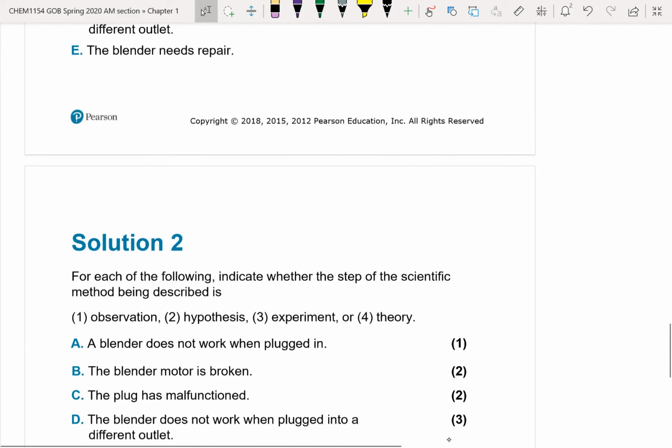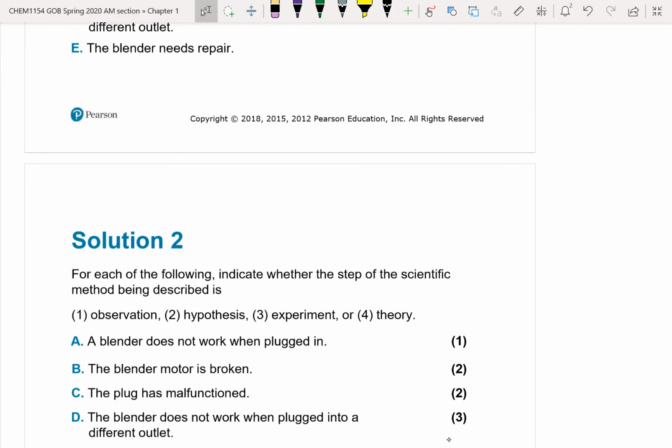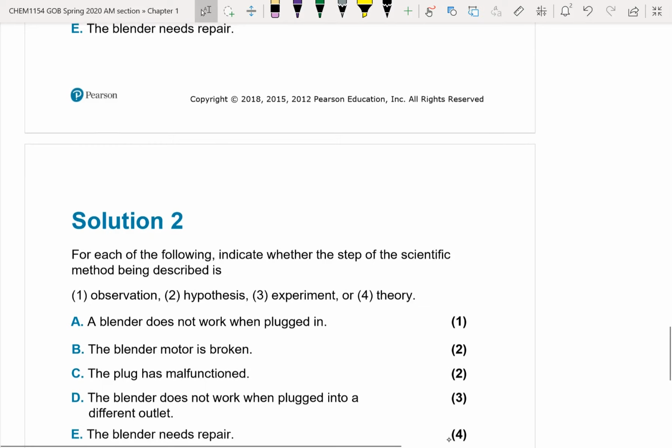Right, that's a little tricky one, but that would be an experiment that we can use to test whether the plug has malfunctioned or not. So that would be an experiment. And then E, the blender needs repair. That would be our conclusion or our theory. Right, so again, maybe you experienced that on a personal basis recently, where your blender malfunctioned. And you had to see whether or not it was due to the plug or something else.